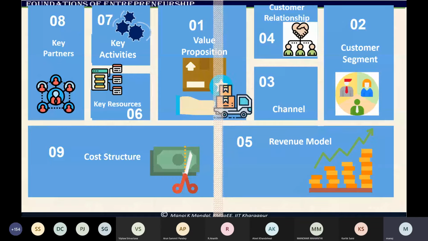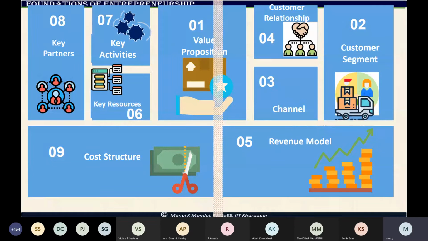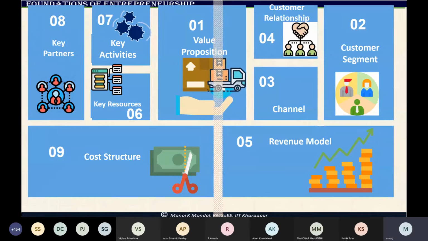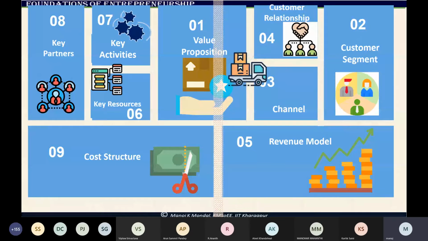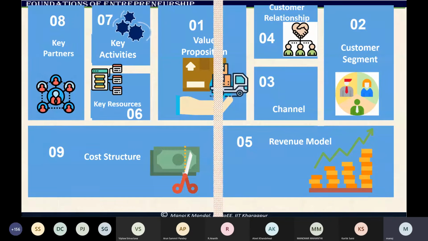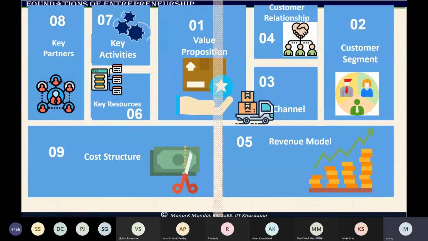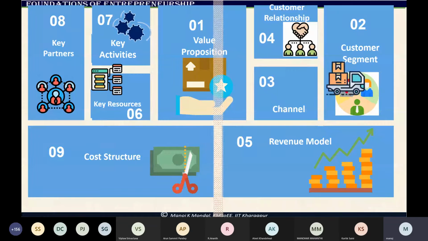Block number 8 are the key partners who help us to create this value. Partners, we'll discuss further. Key partners can be your banker, your investor, your technology provider. Suppose you take a technology from IIT, or maybe IIT helps you to do something, whatever that is. So all are key partners. Even sometimes key suppliers are also key partners, not always, but sometimes.